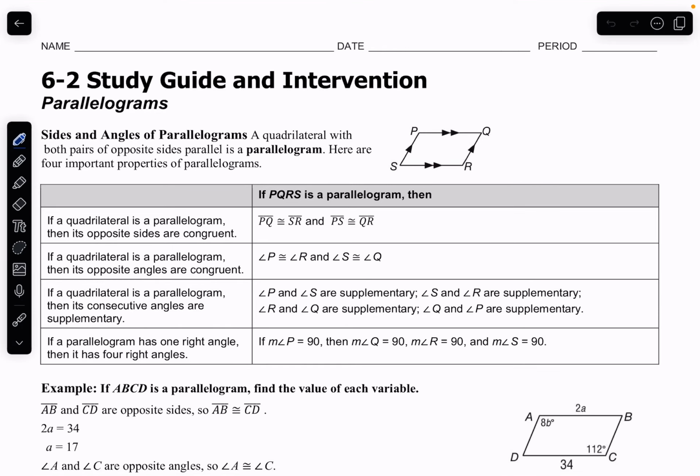So, good day, students. We're going to be doing lesson 6-2, parallelograms. And so we begin. So for 6-2, sides and angles of parallelograms.